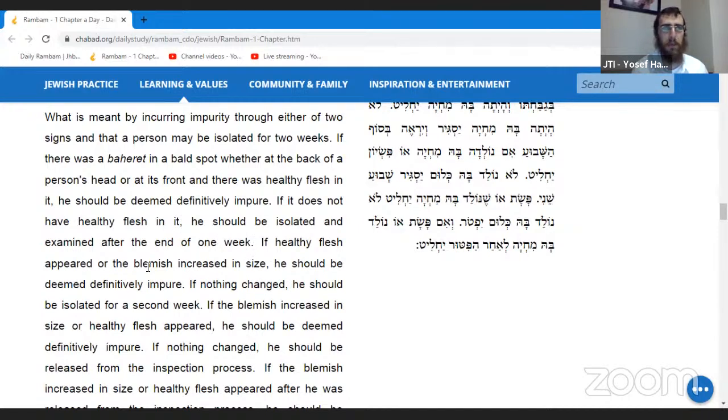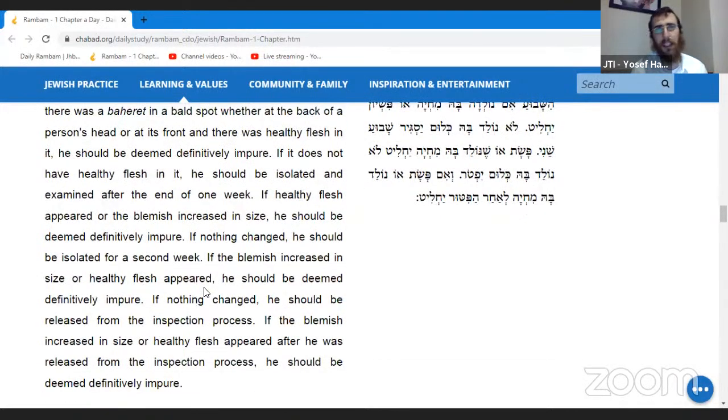If healthy flesh appeared on the blemish, or the white dot increased in size, then the Kohen should deem him definitely impure, definitively impure, Tameh. If nothing changed, he should be isolated for a second week. If at the end of the second week, the blemish increased in size or a healthy flesh appeared, then once again, he should be deemed by the Kohen definitively impure. If nothing changed, he is dismissed.